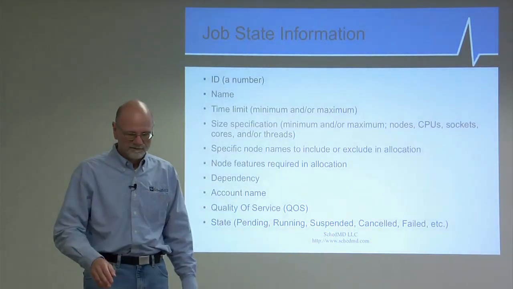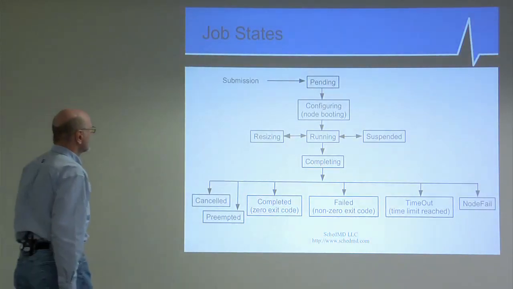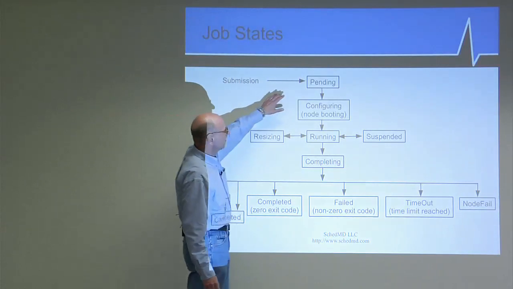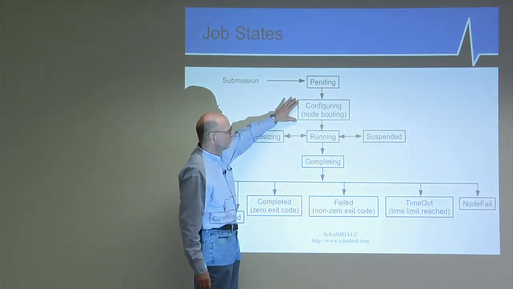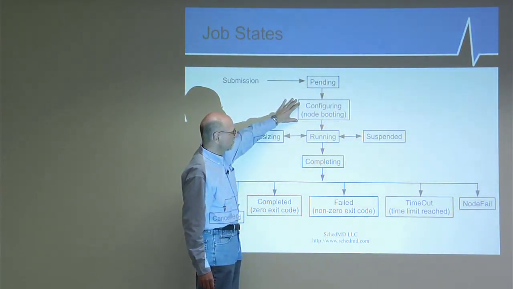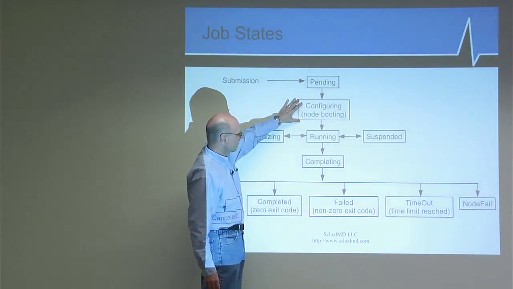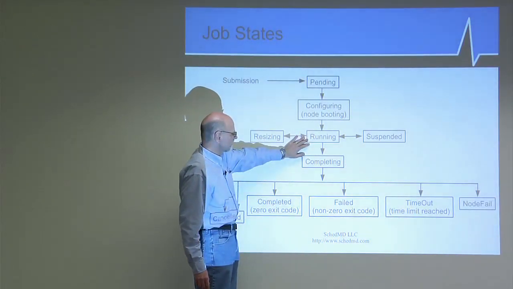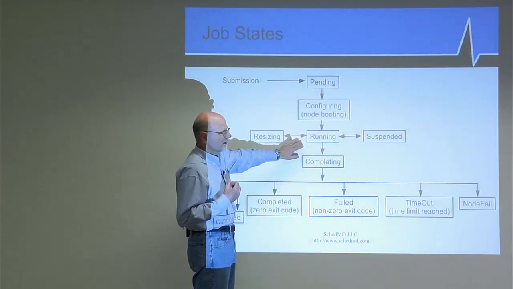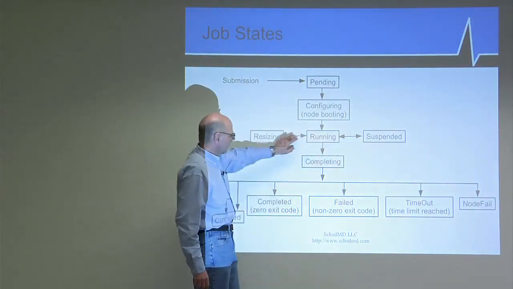Yeah, so when you submit a job, it typically starts off in a pending state, and then it will go to a configuring state if you need to reboot a node. Say your nodes are down, or you need to boot a different operating system for the job or whatever. After the node is up and available, the job will go into a running state. If you're doing gang scheduling, it would alternate between suspended and running.